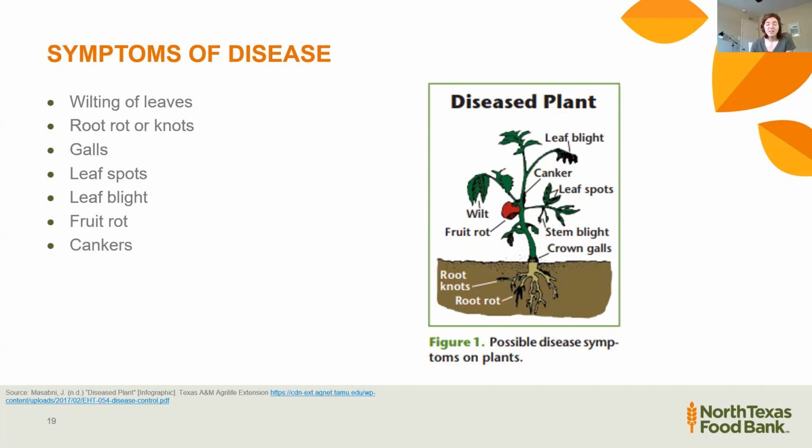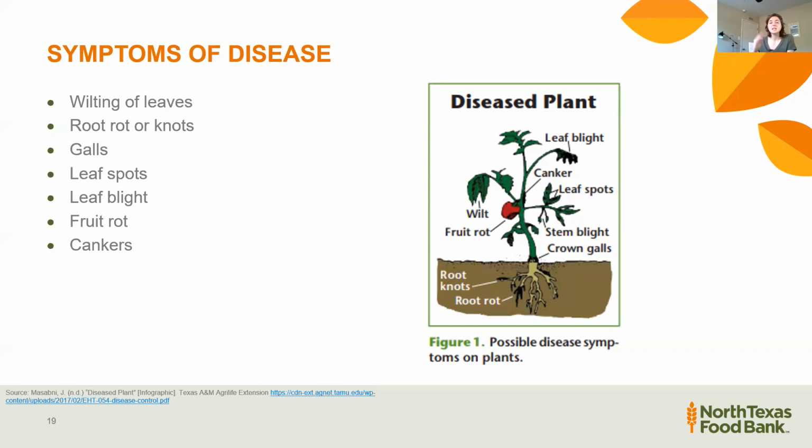Leaf spots, that's just where your leaf has some spots on it, individual spots. Leaf blight is where your whole entire leaf is just sick and necrotic. Fruit rot, I showed that to you, blossom end rot in the tomato. And then there's also cankers.